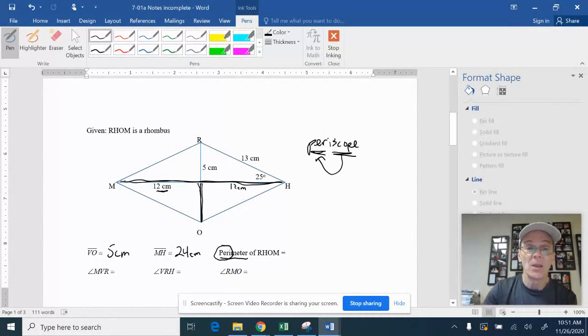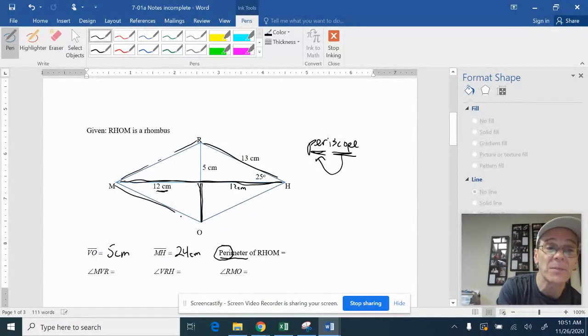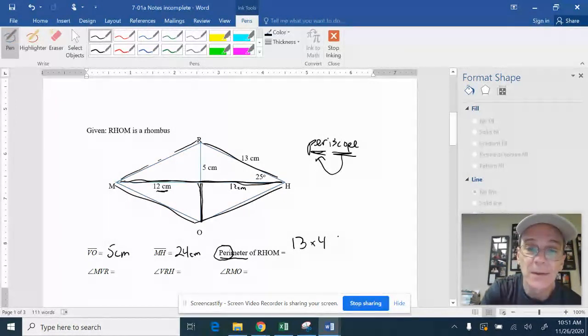Okay. So a perimeter is the distance around. And what is the distance around? Well, if this side of the rhombus is 13, that's got to be 13, that's got to be 13, and that's got to be 13. So add up all of those 13s or use some multiplication. 13 times 4 is 52 centimeters. And there's your answer there.